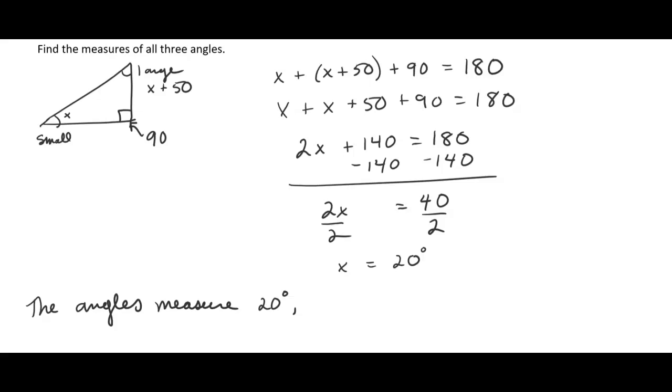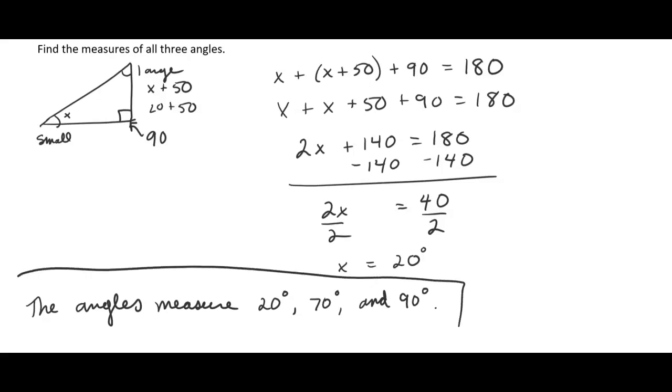Now, how do I get that large angle? The small angle is 20 degrees. Well, remember the large angle is 50 more, so it's going to be 70 degrees. You could go up here and write 20 plus 50. You're putting in the value for x that you just figured out. And the third angle is 90 degrees because it was the right angle. Okay, that's the answer. A little bit of geometry.